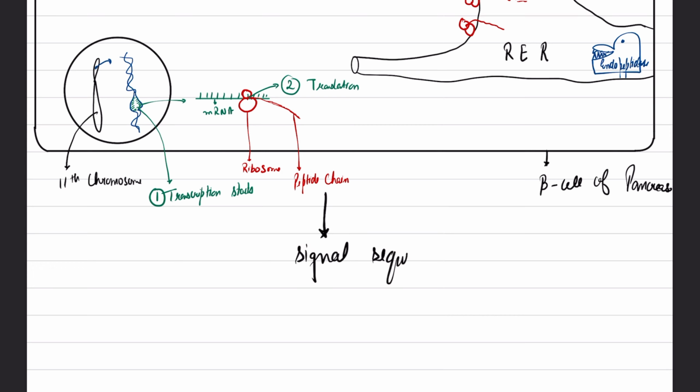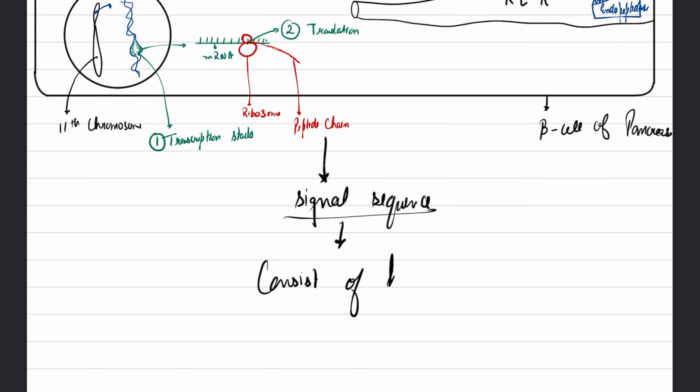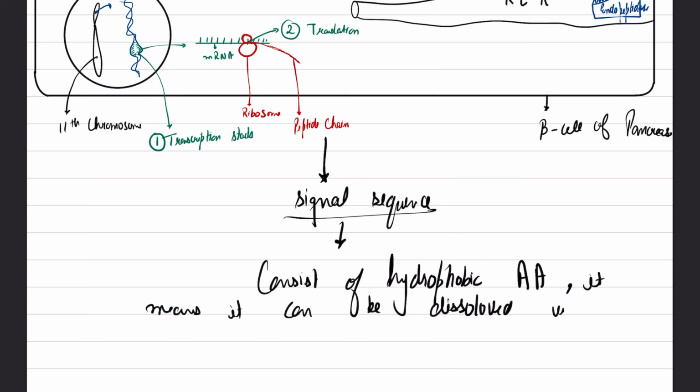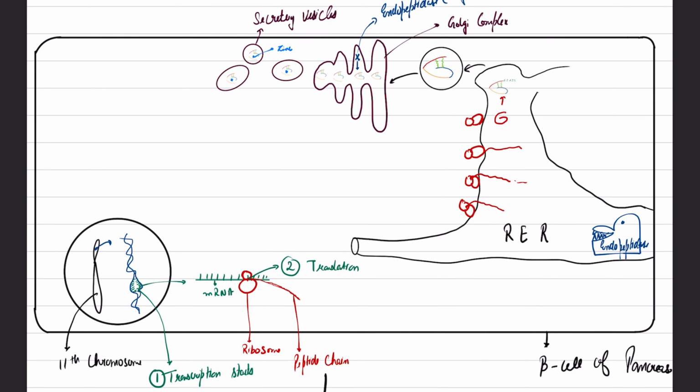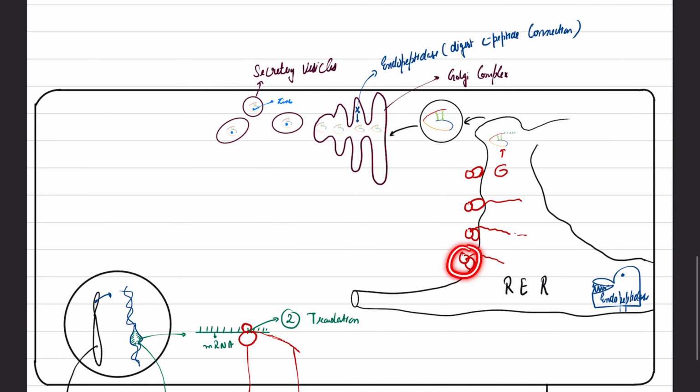Ribosomes start translation and make a peptide chain, and this peptide chain is none other than the signal sequence, which consists of hydrophobic amino acids, and it means it can be dissolved into lipids. So now this peptide chain goes to the rough endoplasmic reticulum along with the ribosome, taking the mRNA with it.